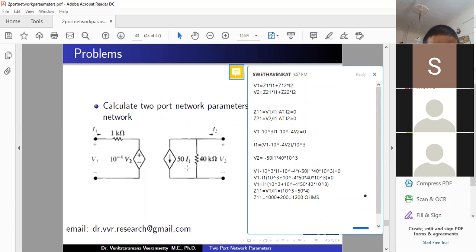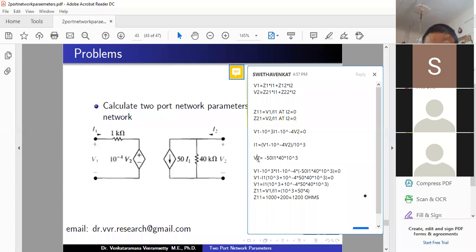So 50 into I1 multiplied with 40 and multiplied with kilo ohm, which is 10 power 3. But when the current flows from the bottom to the top, the bottom has the positive sign and the top has the negative sign. V2 is defined with the top positive and the bottom negative. It is reversed, so that's why I am taking the negative sign here.